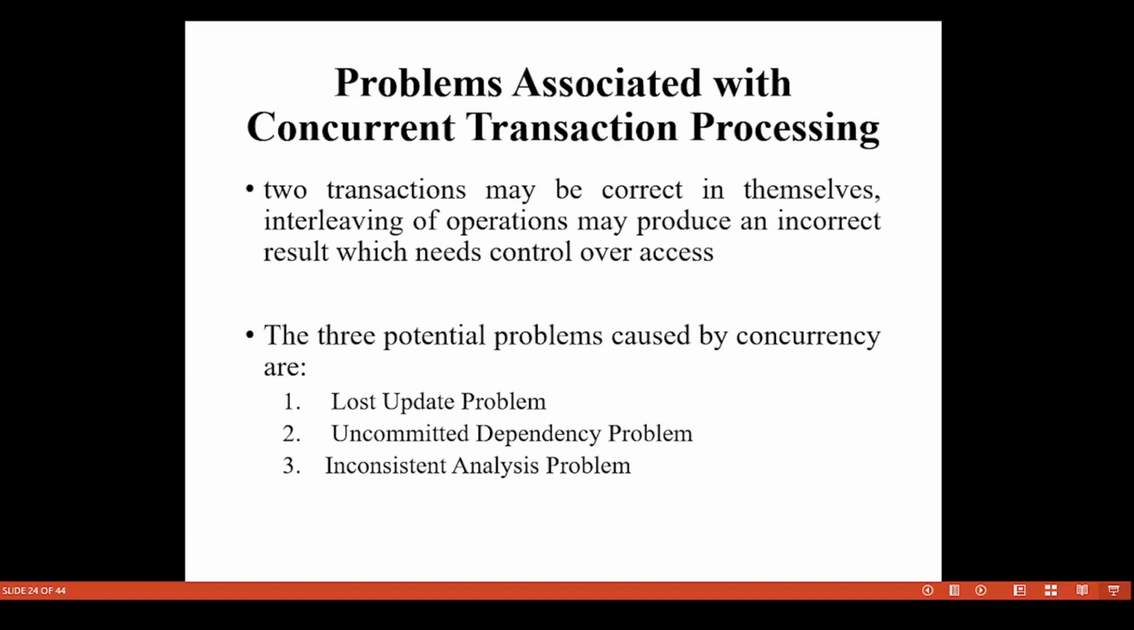Problems associated with concurrent transaction processing systems. Two transactions may be correct in themselves, but interleaving of operations may produce an incorrect result when you want to execute transactions in concurrent format. That means there is interleaving between the transactions. The three potential problems caused by concurrency are the lost update problem, the uncommitted dependency problem, and the inconsistent analysis problem.